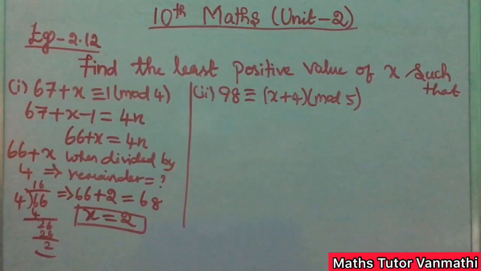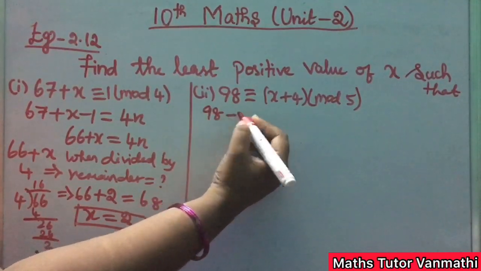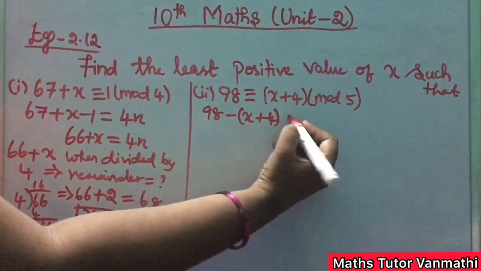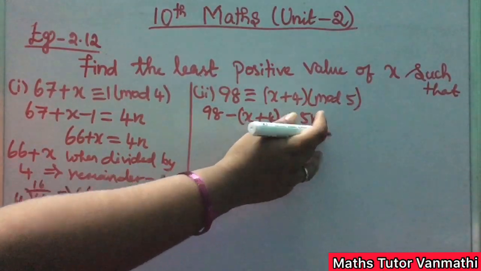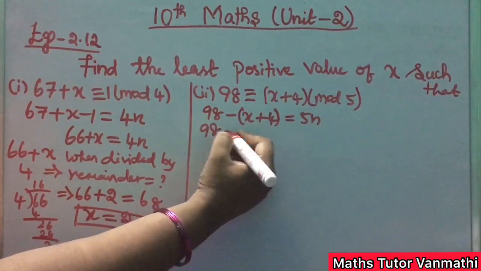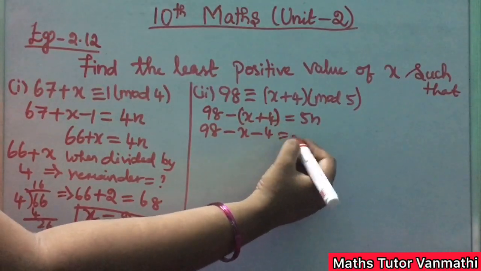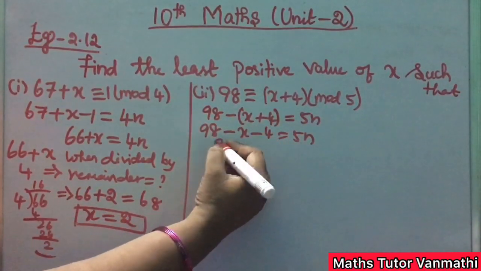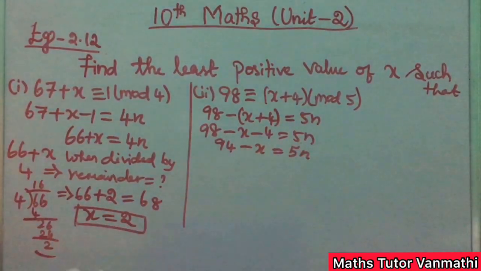98 is congruent to x plus 4 mod 5, and this can be written as 98 minus (x plus 4), which is equal to 5n. Mod 5 is written as 5n, and this can be further written as minus x, minus is going inside, then minus 4, you will get 5n. 98 minus 4 is 94, minus x equal to 5n.